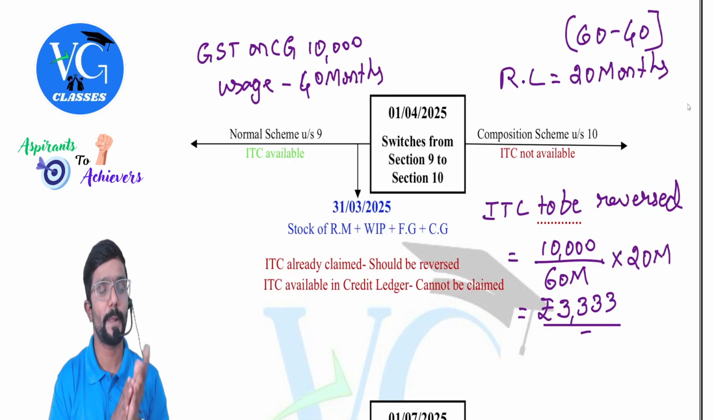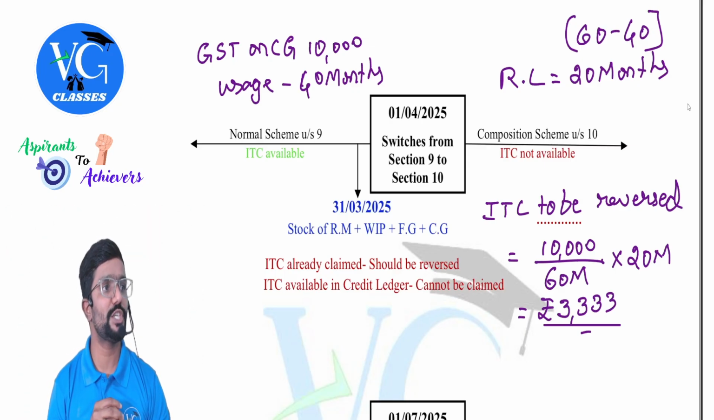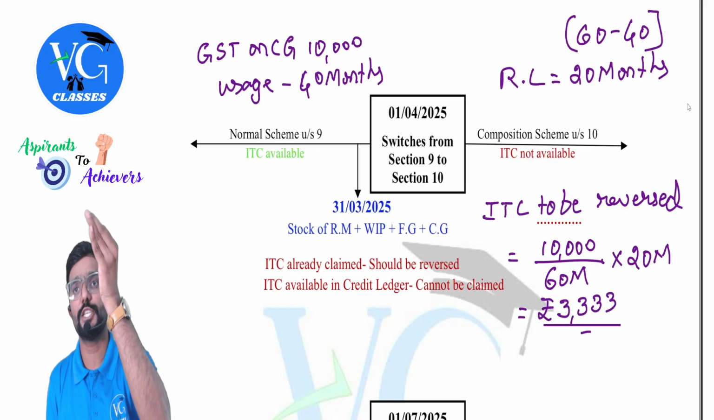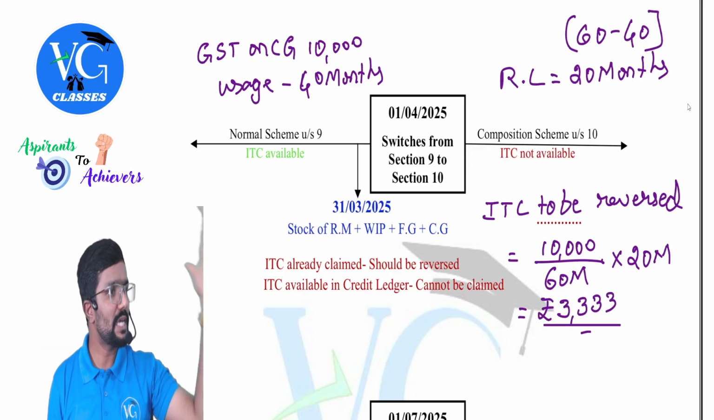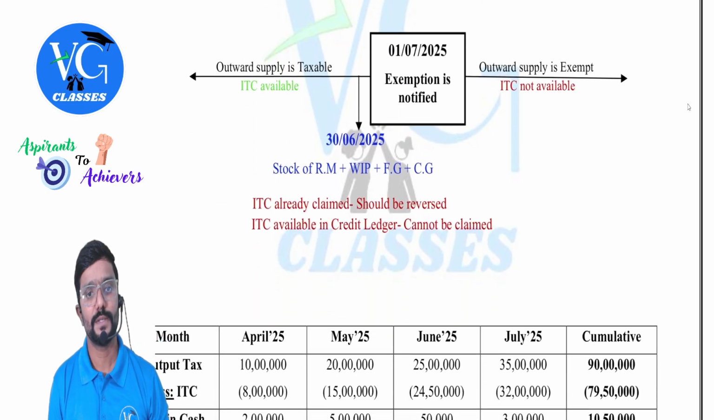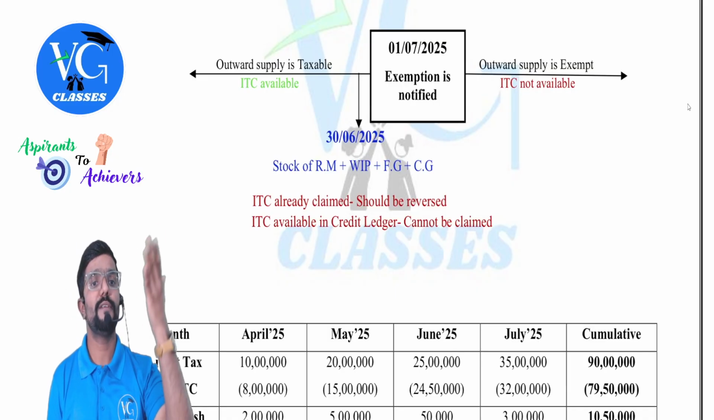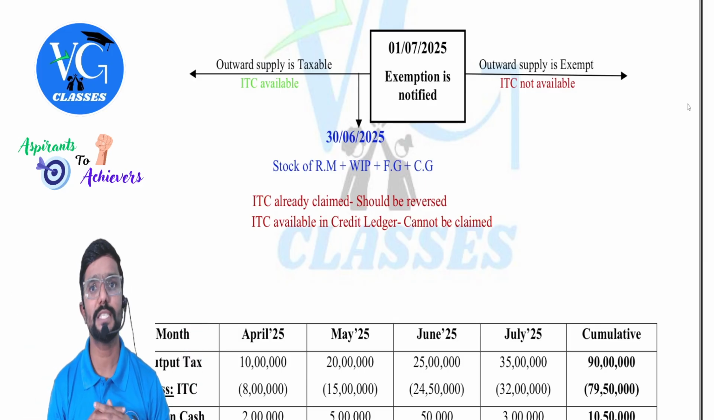First make a note of this. You can just give a heading: Section 18, subsection 4. Listen. Section 18, subsection 4. Section 9 to section 10. That is the heading. Then for this, again section 18(4) only, but from taxable supply to exempt supply.